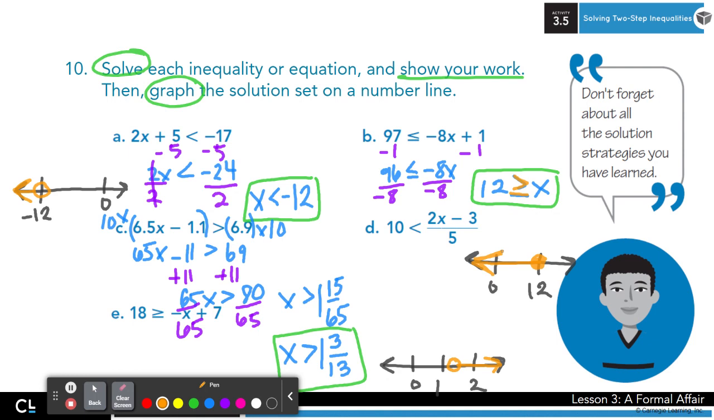And for C, I used a strategy from a previous activity by multiplying all terms by 10 to give me whole numbers. So I got 65x minus 11 is greater than 69, and x ends up being greater than 1 and 3/13. And on my graph, I just showed that 1 and 3/13 is somewhere in between 1 and 2 with an open circle. And my x's are greater, so it's going in the positive direction. If you need to take a second to get some of these notes, pause here.